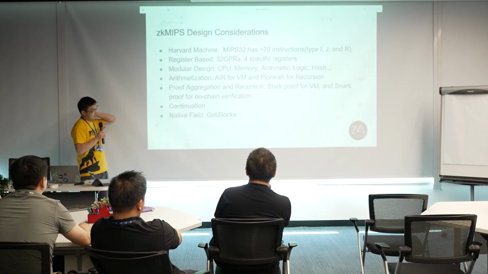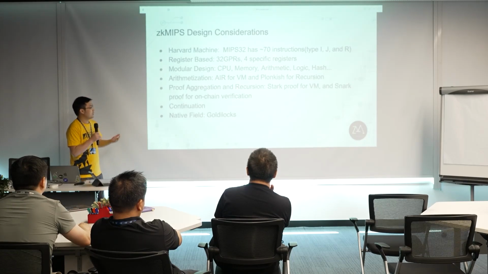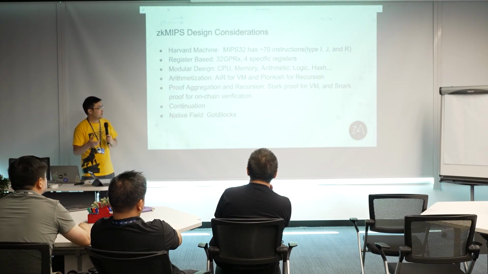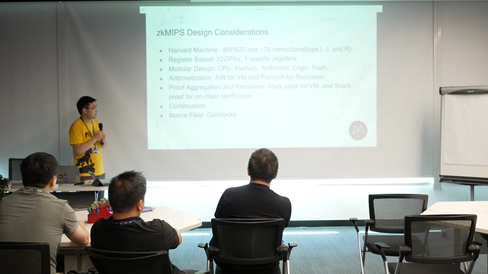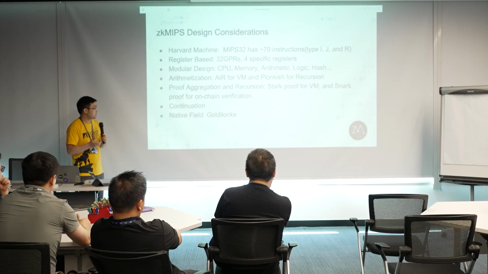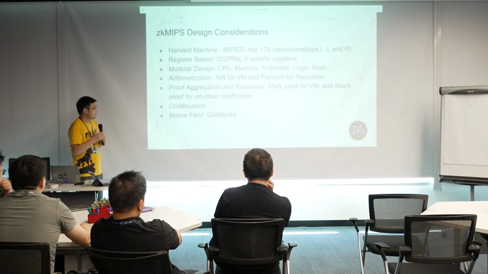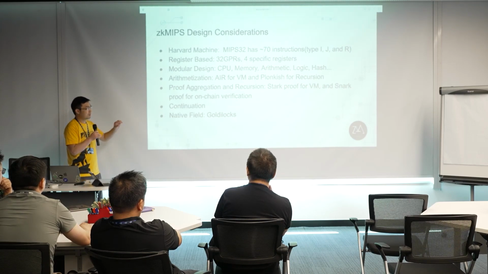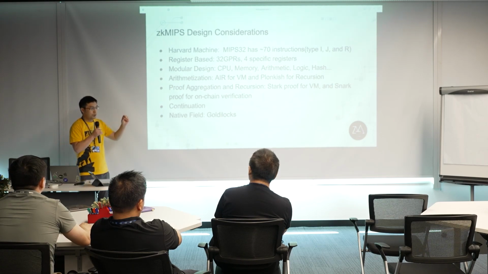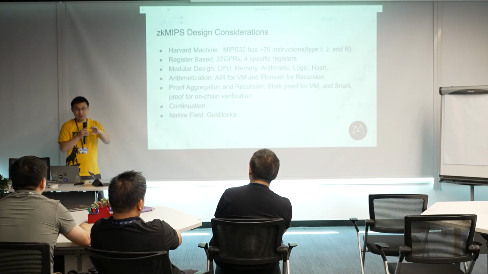Basically, we are a hardware machine. We have about 70 instructions, classified into types I, J, and R. It's register based. We have 32 general purpose registers and 4 special registers. And it should be modular in design, like a real CPU: we have the CPU, the memory, and all kinds of devices. So for all those components, we need to apply different constraints.